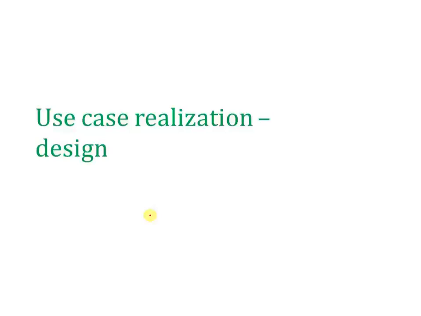So already we have discussed about use case realization. The meaning of this is that this is going to reveal about the interaction diagrams. So how a system is going to interact with other systems based on various scenarios. We have already discussed about sequence diagram, collaboration diagram, activity diagram, etc. So all these things will come under use case realization. Now in this class we'll be discussing about use case realization with a design perspective.